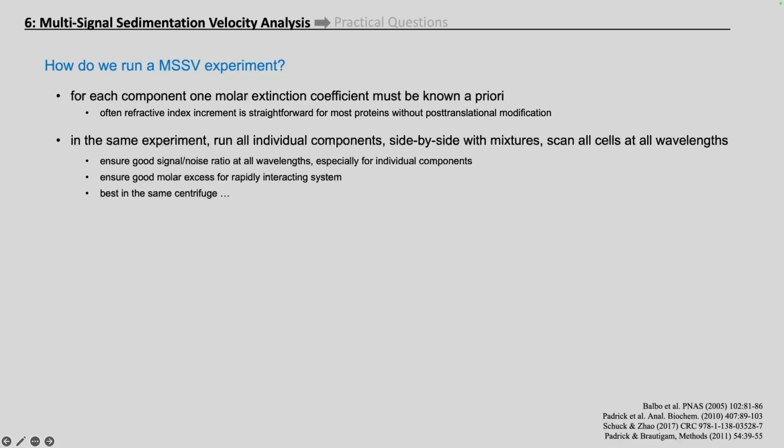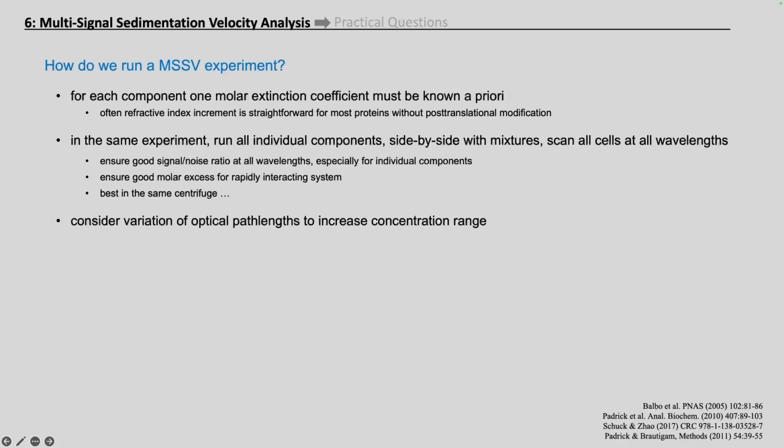Then, in the multisignal experiment, we run all individual components separately, side by side with the mixtures, and we scan all the cells at all the wavelengths. For rapidly interacting systems, a good general strategy is to keep the smaller component in excess to saturate the reaction boundary. Of course, all signals need to be within the detection range, and it often helps to use different optical path length cells for different samples.